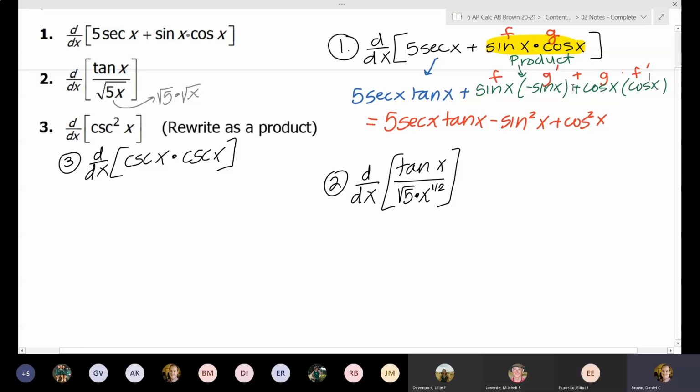You could leave your answer like that, first row. I did clean it up a little bit, like sine times negative sine is just negative sine squared. And then cosine times cosine is cosine squared. Be careful, this part is not equal to 1 because that's a negative sine squared and not a positive sine squared. Any questions on that first one?